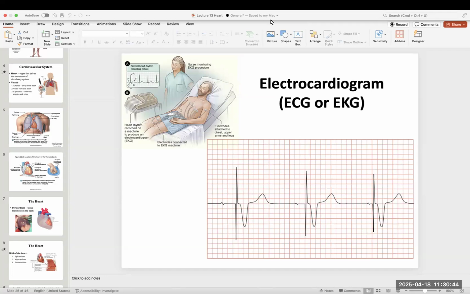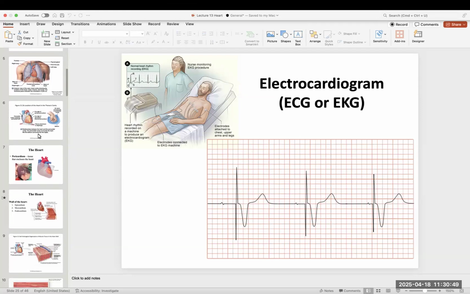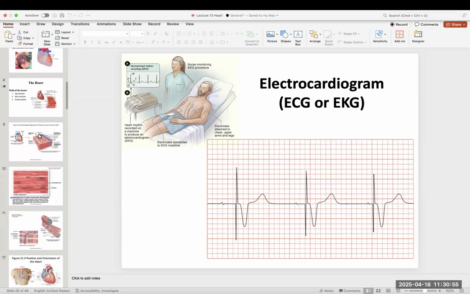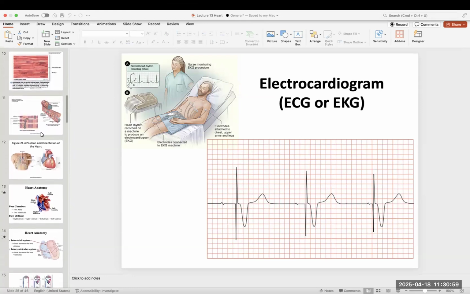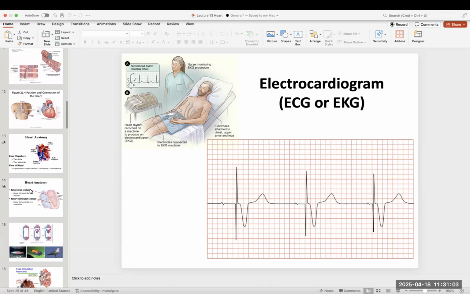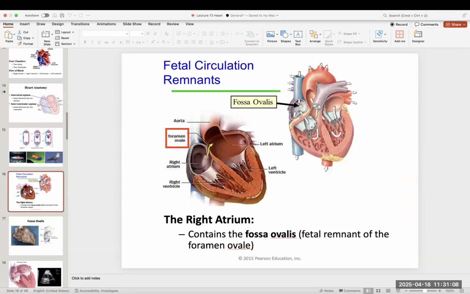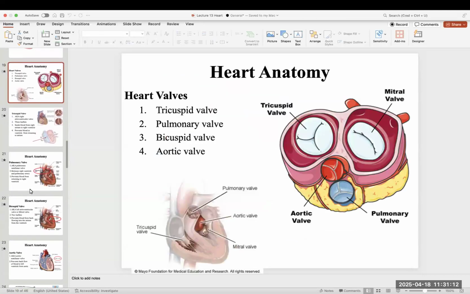So in the first part, we went over the function of the heart, and then we covered the layers: pericardium, the parietal and visceral, the epicardium, myocardium, endocardium. We looked at the intercalated discs and where the heart is located in the body. We also covered the interatrial septum, interventricular septum, and then the fetal circulation. And then we went over the valves of the heart.